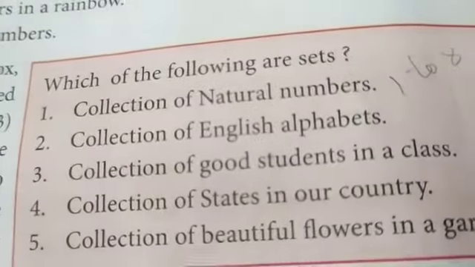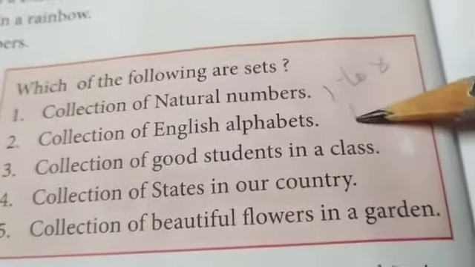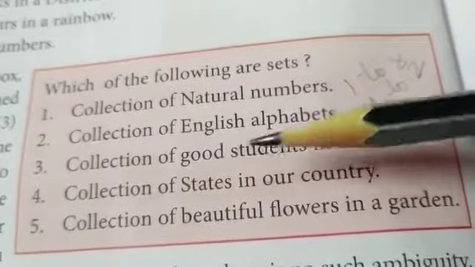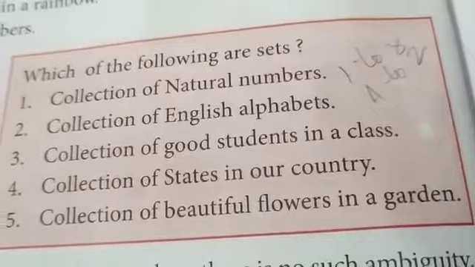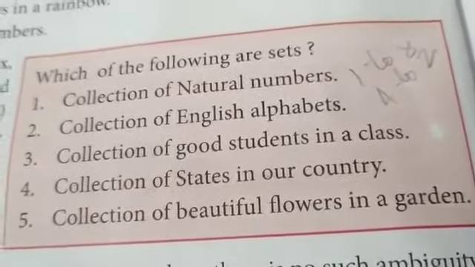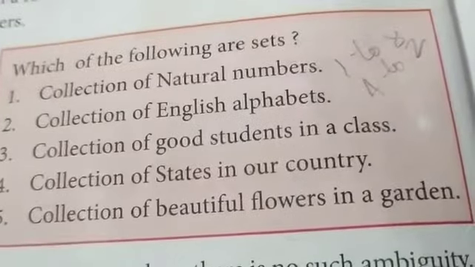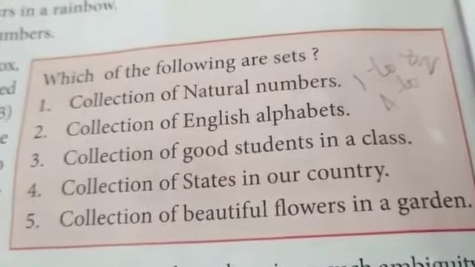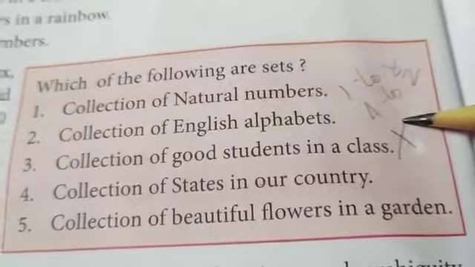The next one is the collection of English alphabets. You all know that it starts from A and ends in Z. The next one is the collection of good students in a class. I may call a student good, but some other person doesn't feel that he or she is a good student. So you cannot say this is a set because good students in a class may vary from class to class. So this will not be considered as a set.